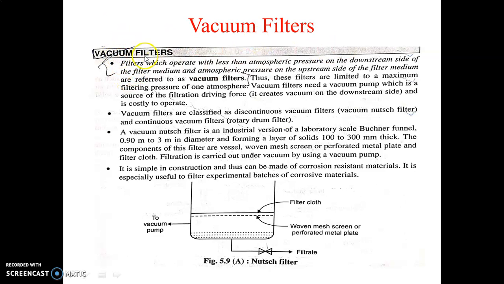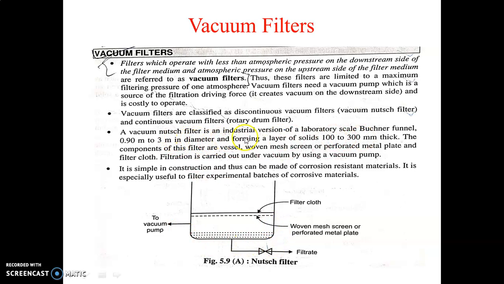So we have discussed what we mean by vacuum filters. There are two types of vacuum filters: the discontinuous vacuum filter, which is called a vacuum nutsche filter, and the continuous vacuum filter, that is called a rotary drum filter. We will discuss the rotary drum filter after the nutsche filter. So this is the figure of the discontinuous vacuum filter, the vacuum nutsche filter.